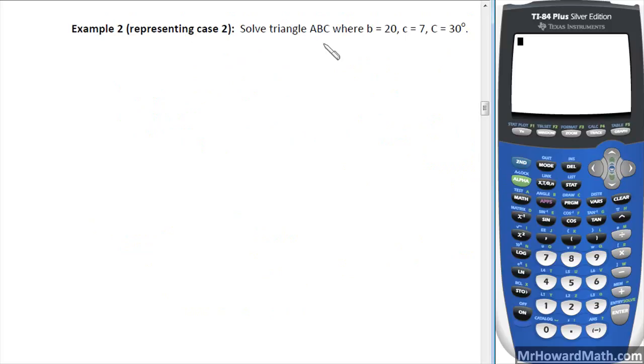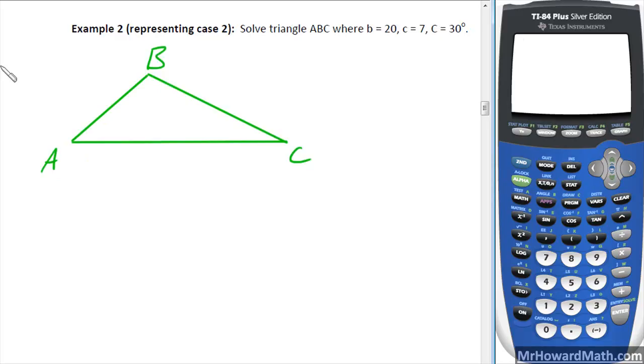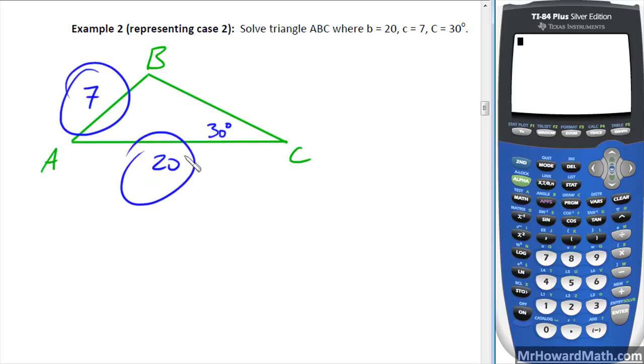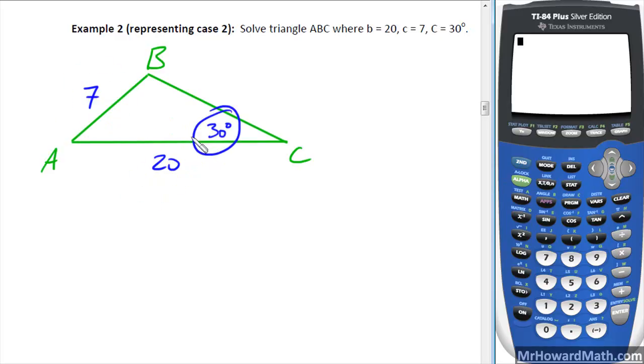Okay, example 2 here, solve this triangle. So we'll draw the same rough triangle we used in the previous one. So make this A, this B, and this C, and then label what we're given. So we have side B is 20, side C is 7, and angle C is 30 degrees. So we have the situation where we're given two side lengths and an angle that's not included. In other words, it's not the angle between these two sides.